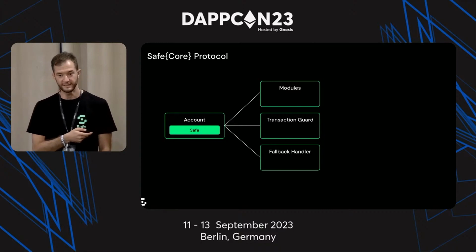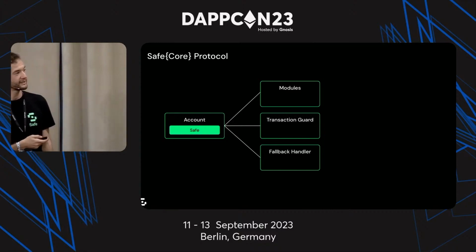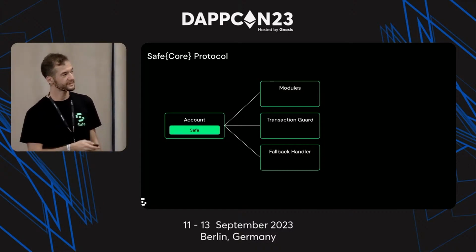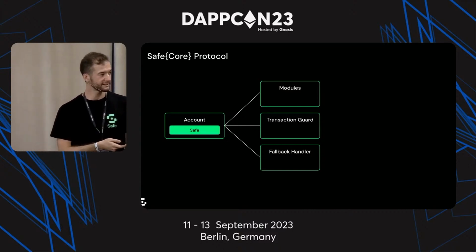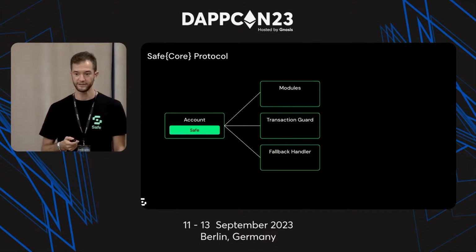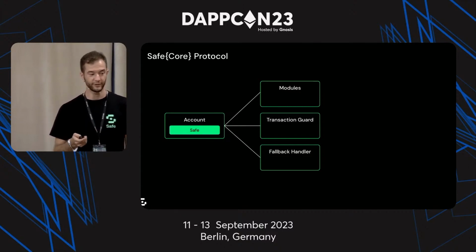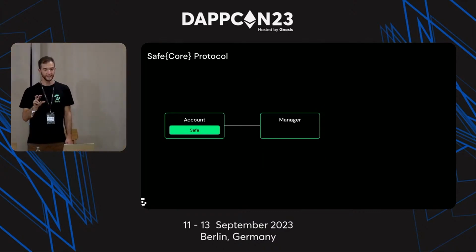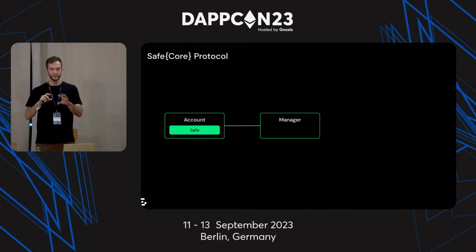So this is how the Safe Smart account looked like. And now we are going to see how the SafeCore protocol is connected to this. Instead of having modules, guards, and fallback handlers enabled directly into Safes, with the SafeCore protocol, we will have a manager. The manager will be the element that is placed in the middle and will coordinate all the communication between these different components and the account.